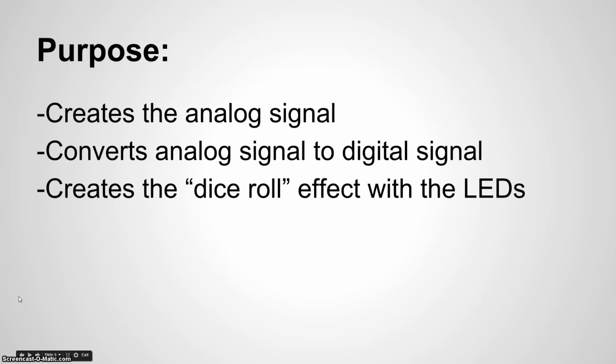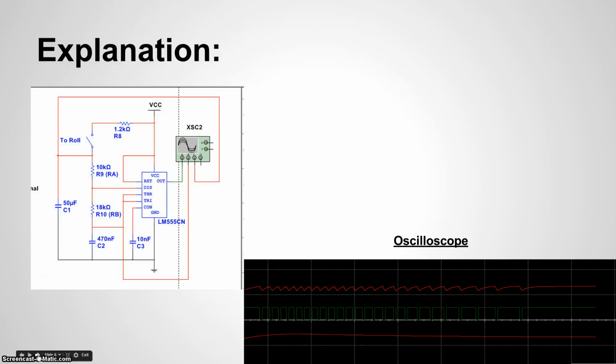The purpose of this is to create the analog signal originally, which is then converted through the 555 timer into the digital signal, which is going to be used elsewhere in other parts of the circuit. This also creates a dice roll effect with the LEDs, which I'll explain at the end of the presentation.